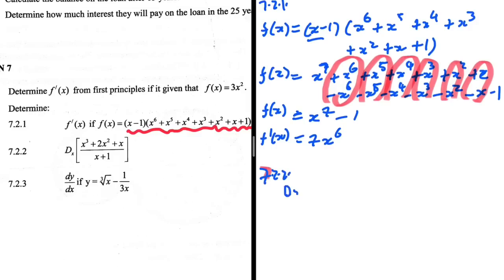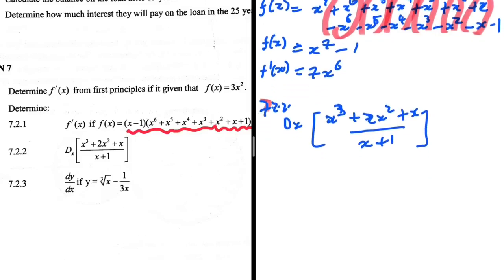7.2.2, we're looking for dx of x to the 3 plus 2x squared plus x divided by x plus 1. In these cases, something in the numerator is supposed to cancel out with something in the denominator. Okay, so what approach can we take? We still keep this dx because we are not yet derivating, right? We are just rewriting the equation, really.